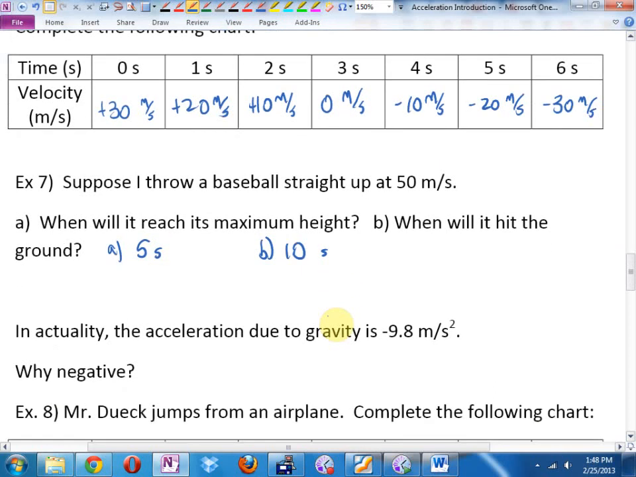In actuality, the acceleration due to gravity is negative 9.8 meters per second squared. And we measure it in Physics 11, and it's easy to calculate. Why negative? Yeah, gravity acts downwards.